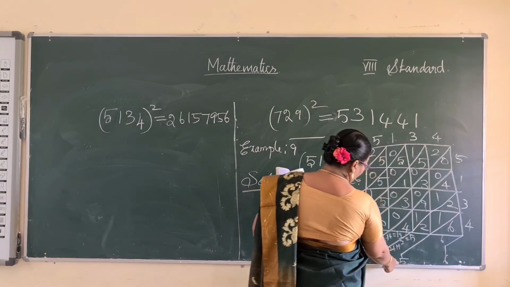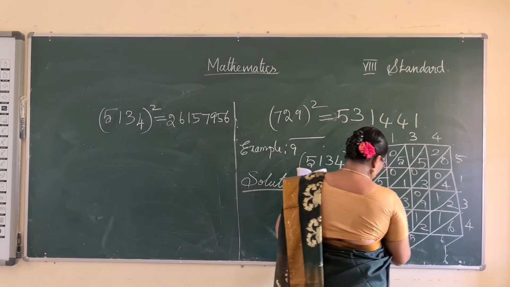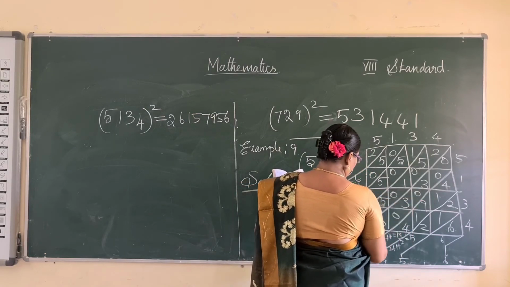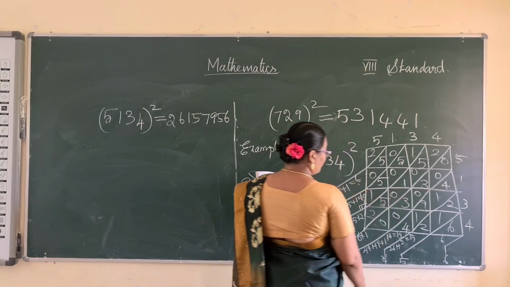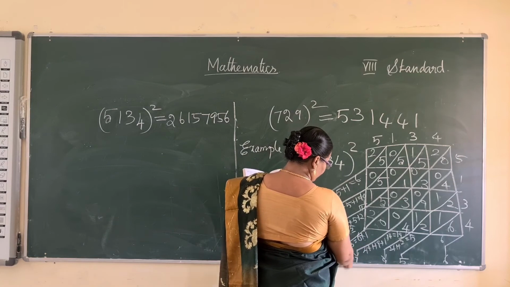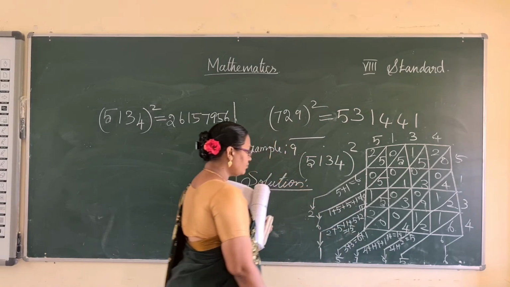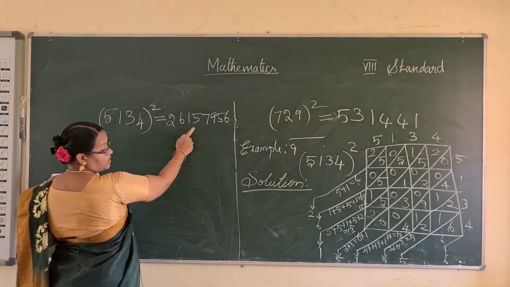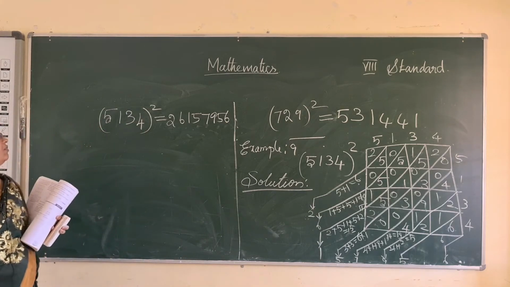Okay, so here 5, and then add these values 5, 15, 19. So 9. Okay, remaining 1 moves to here. 3 plus 3, 6 plus 1 is 7. Okay, and then write 2 plus 5 is 7 plus 1 is 8. 8 plus 7 is 15. Okay, so 5 right here. Remaining 1 moves to here. So 11. Here is the sum of values. I hope you all understand the diagonal method. So the answer is 26157956, the squaring value of 5134.